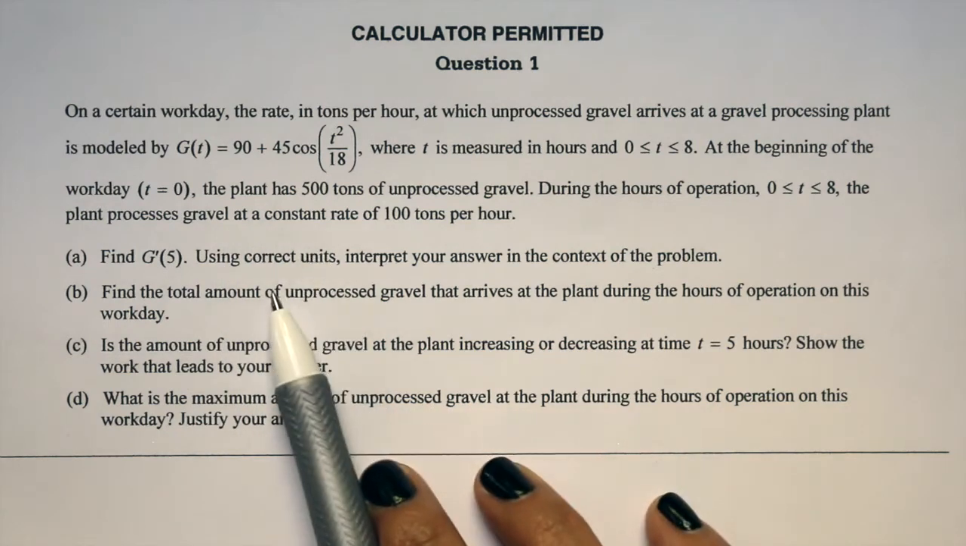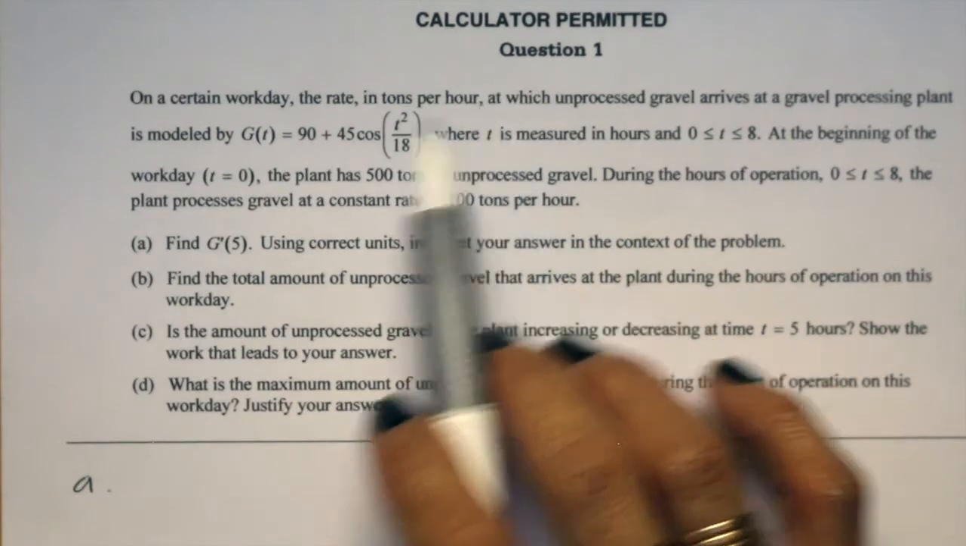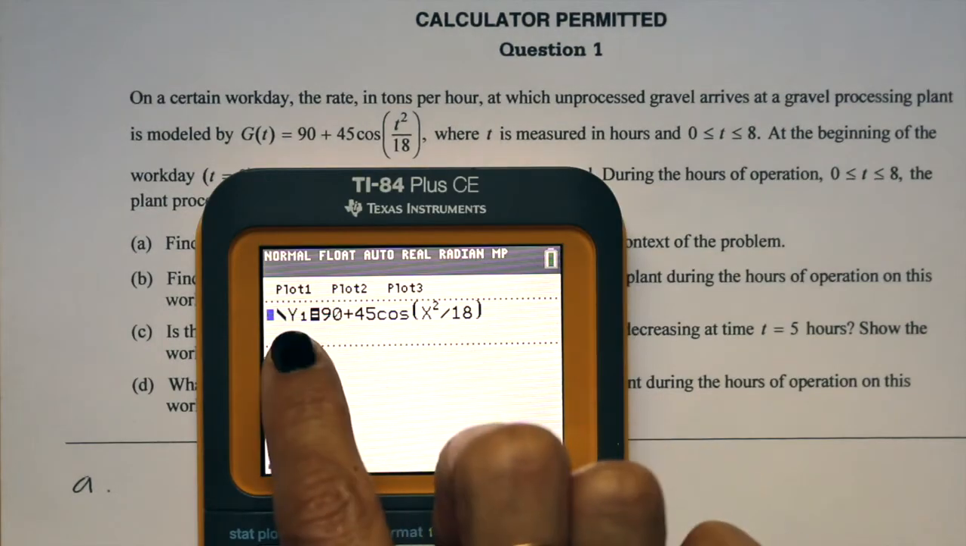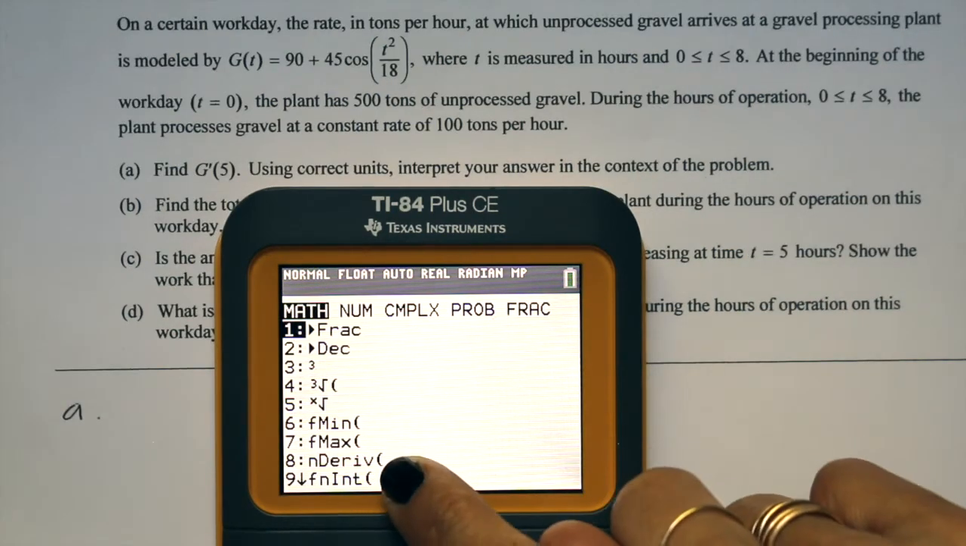During the hours of operation between 0 and 8, the plant processes gravel at a constant rate of 100 tons per hour. Part A says find g prime of 5. Using correct units, interpret your answer in the context of the problem. Since a calculator is permitted on this problem, let's go ahead and type this as our y1. So we have g as our y1, and we need to find g prime of 5, so we're going to go math and then press 8.